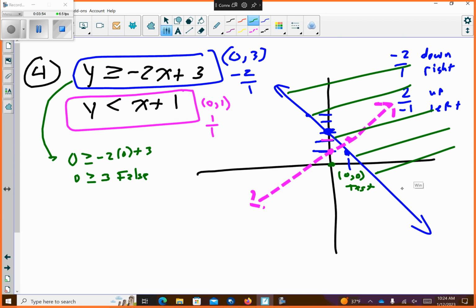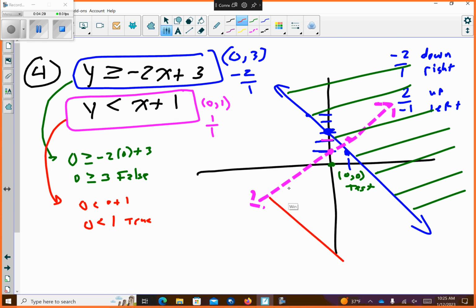Okay? Does everyone understand why I shaded the other side of the blue? Yeah. Do we know what side of the pink to shade on yet? No, not yet. So I'm going to do this one in red. So we'll do this. I'm going to plug 0, 0 into this one. So I'm going to get 0 is less than 0 plus 1, is 0 less than 1? That's true, right? So that means on the pink line, I'm going to shade the side of the pink line that the 0, 0 is on. So I'm going to shade down here.